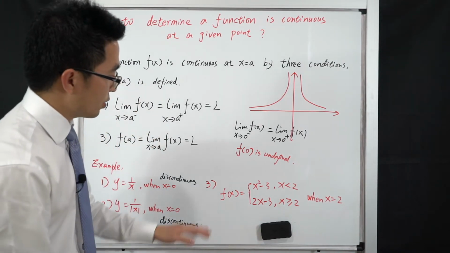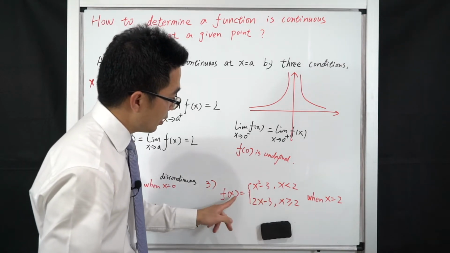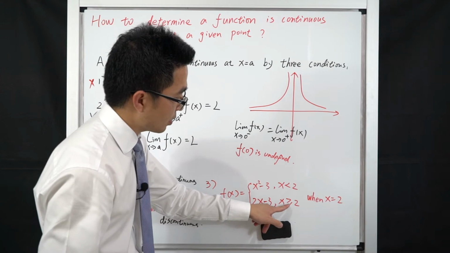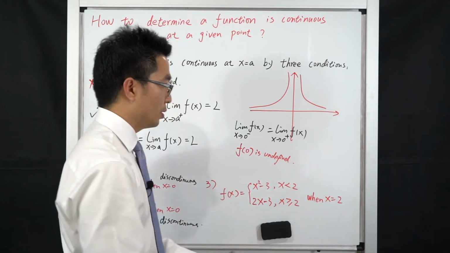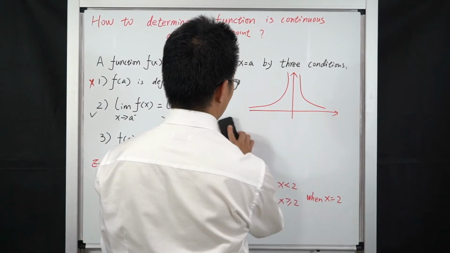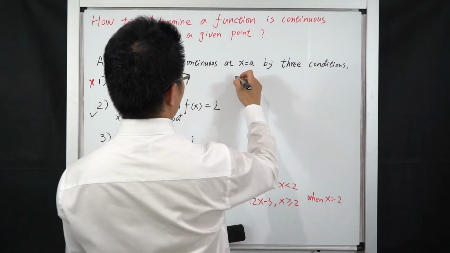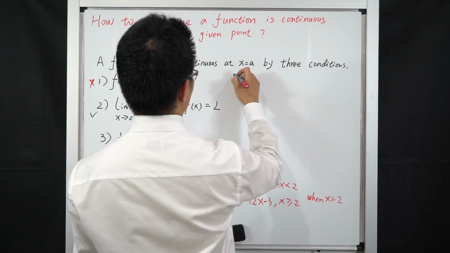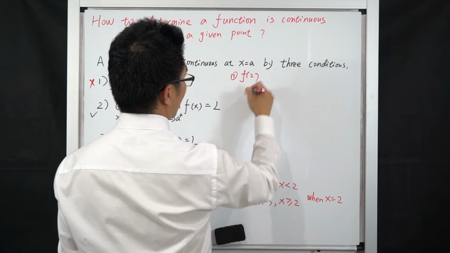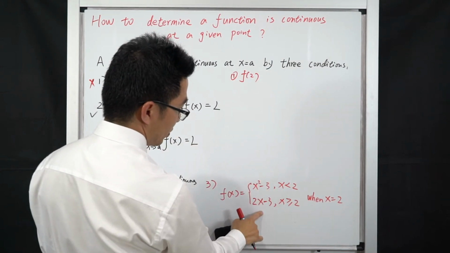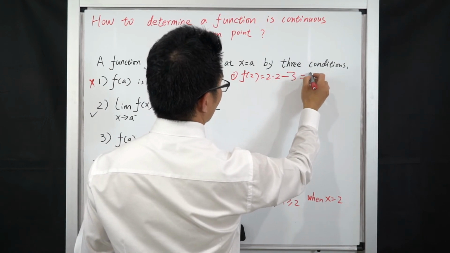Okay, let's check the last question. The function equal to x squared minus 3 when x is less than 2, and the function equal to 2x minus 3 when x is greater than or equal to 2. Let's check the point when x equal to 2. We can check it step by step. First, we check the first condition, f(a), so it would be f(2). When x equal to 2, we're choosing this function, so it would be 2 times 2 minus 3 equal to 1.